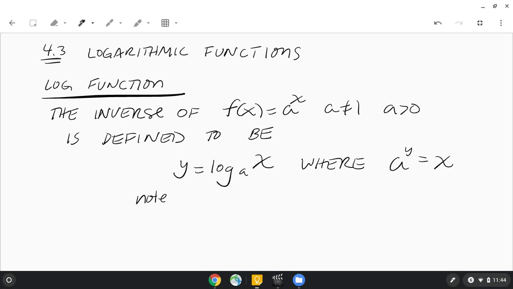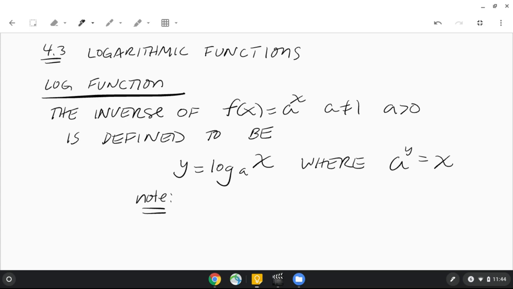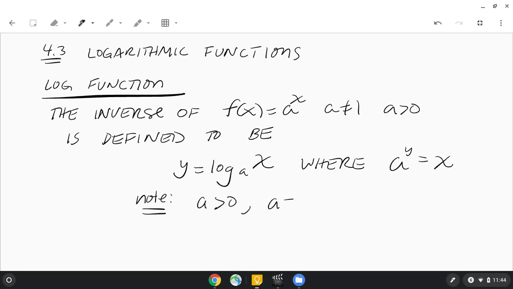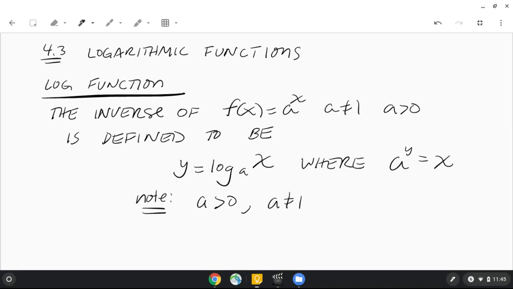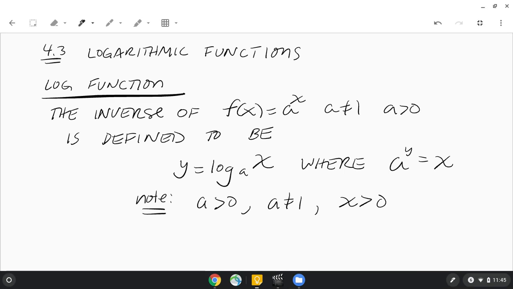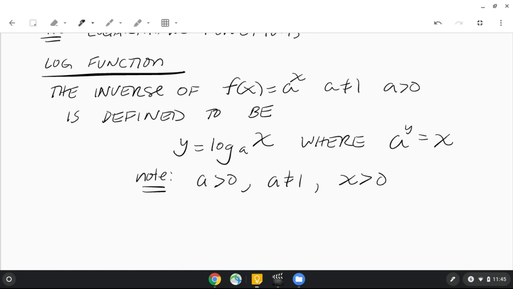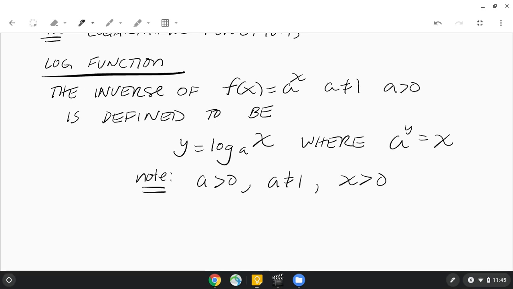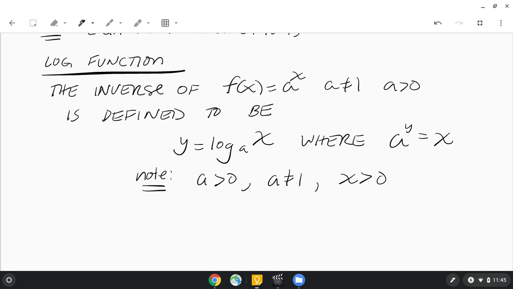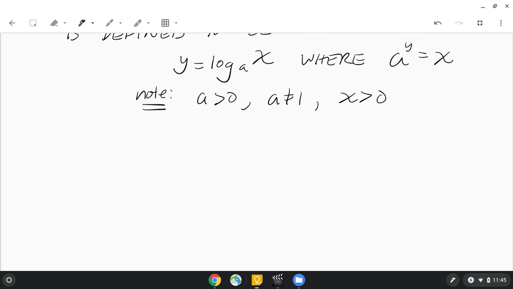So again, note that a is greater than 0, a is not equal to 1, and x is greater than 0. Okay, so this x greater than 0, when we look at it in terms of the log equation slash function, basically means we're not going to be taking the log of a negative number. We're not going to be taking log of 0. Okay, not in this class.